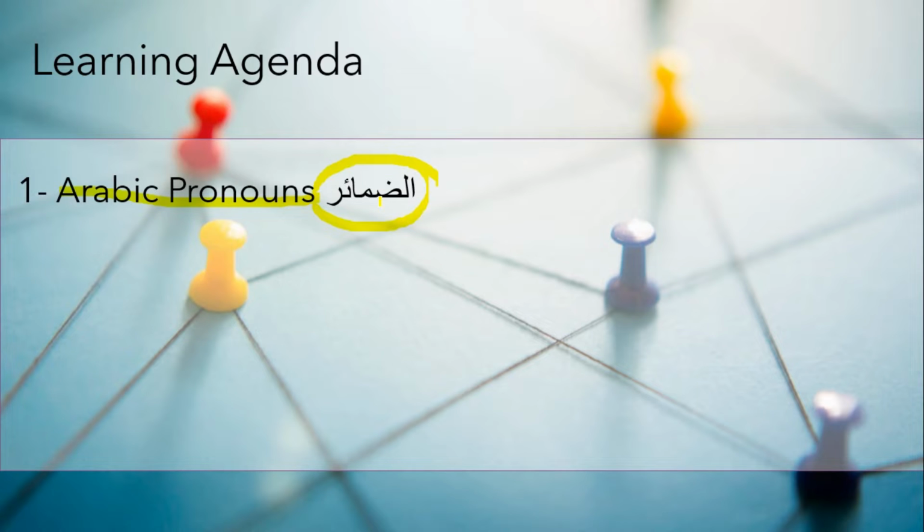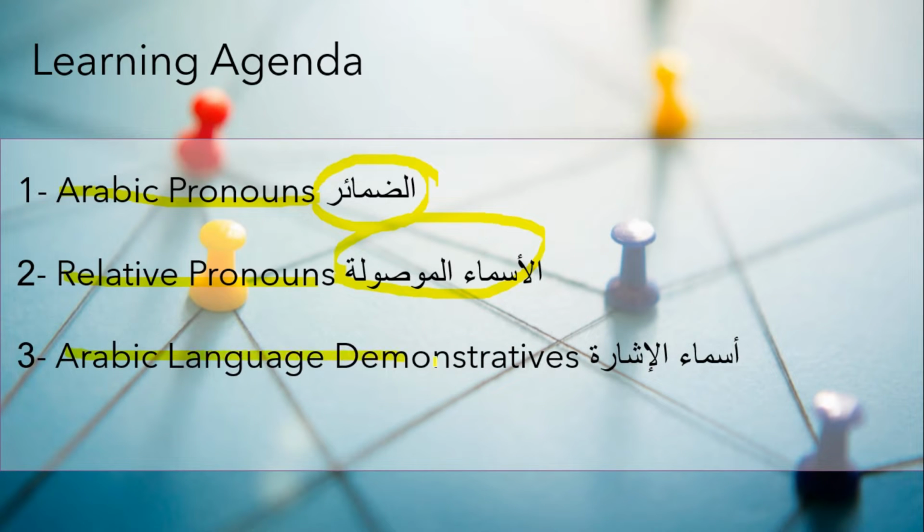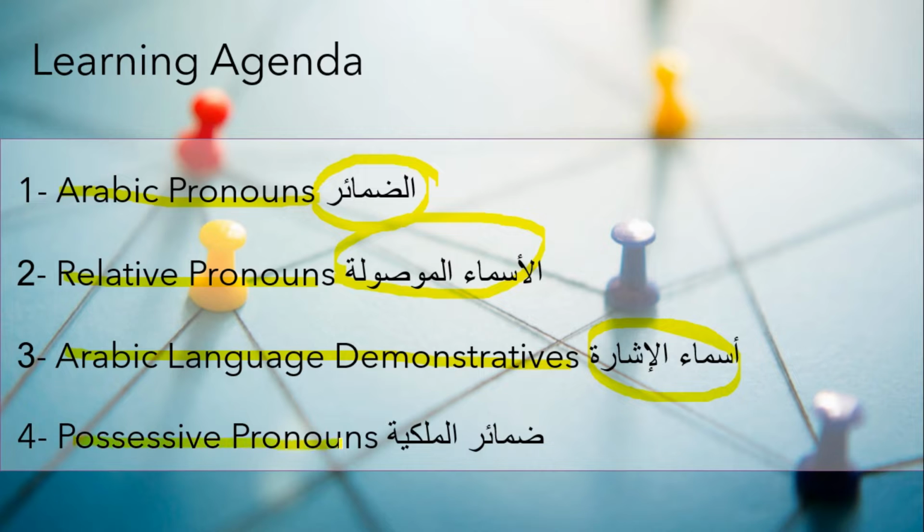So the learning agenda for today will be learn the Arabic pronouns, which is الضمائر, then relative pronouns, الأسماء الموصولة, which is something related to the previous person or the one who did it, like in English, and then أسماء الإشارة, which is the demonstrative. The last thing we are going to have in this lecture will be the possessive pronouns.